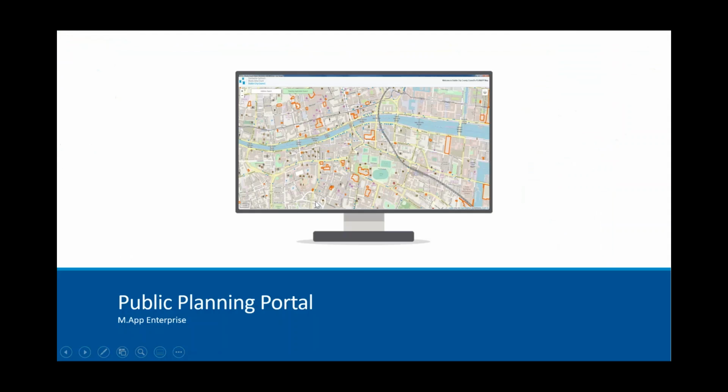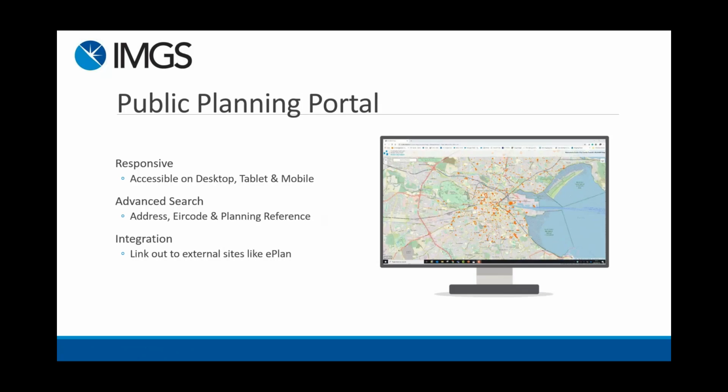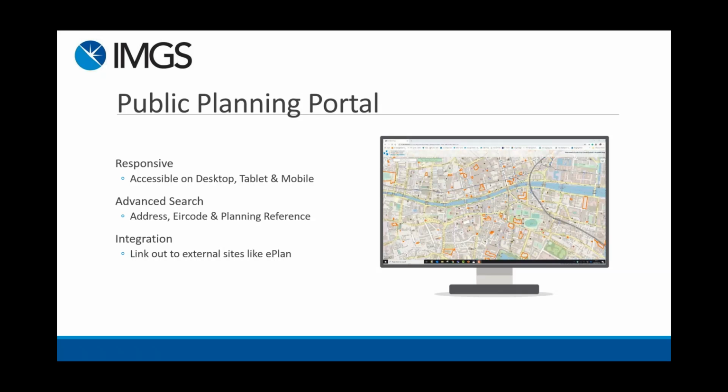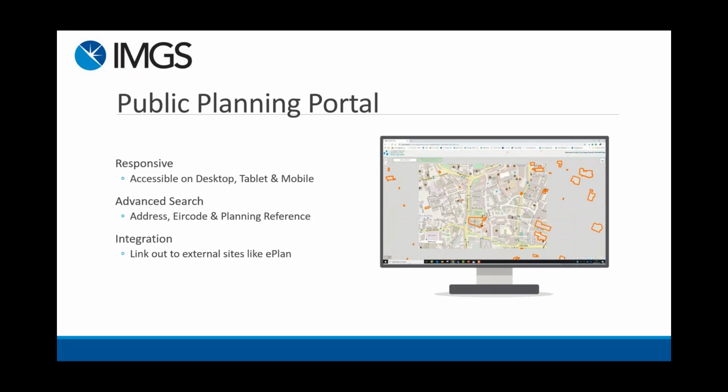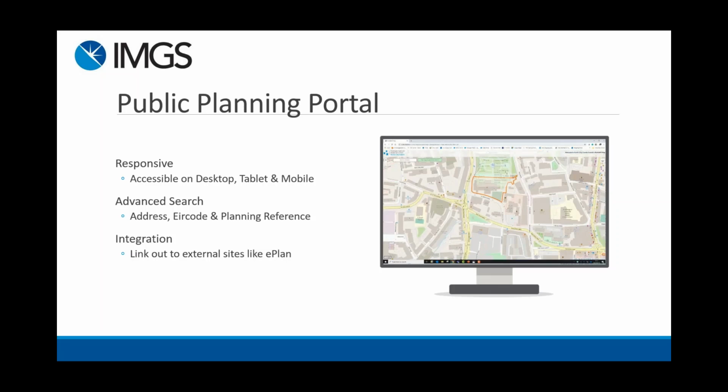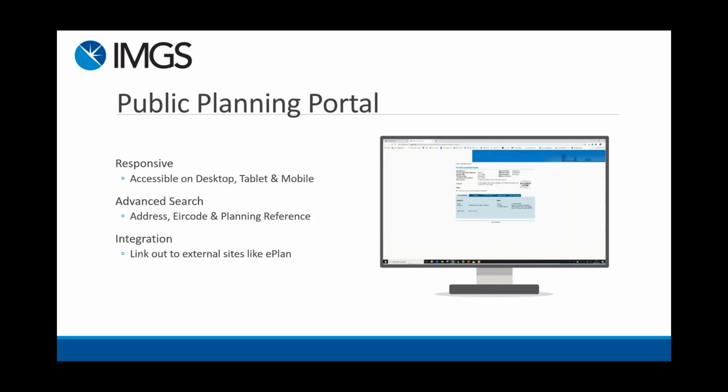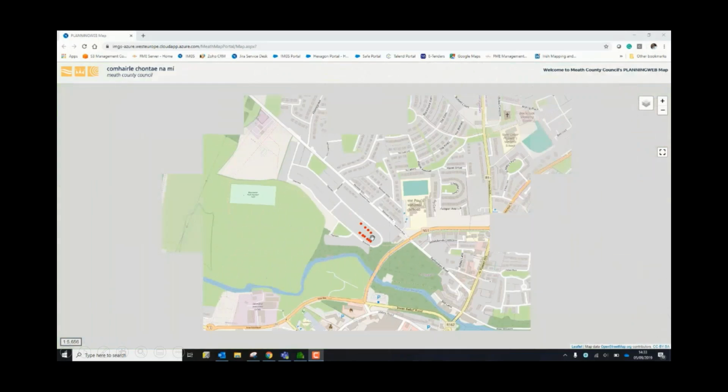Then the next thing is having the ability, once you have your planning applications data captured, to publish that data. So with the new public portal that we've built on top of Map Enterprise, it's accessible. It can run on a desktop, tablet, and mobile. It has advanced search, so you can search by address, area code, or planning reference. And again, it has full integration with public-facing websites like ePlan and iPlan. So when you click on a record, it'll bring up that data. The big thing with this portal is it's all configurable through Map Enterprise. So inside the Map Enterprise Studio, you can actually set up the layers, set up the features, and style everything. So you don't have to be able to program. You don't have to know how to code.